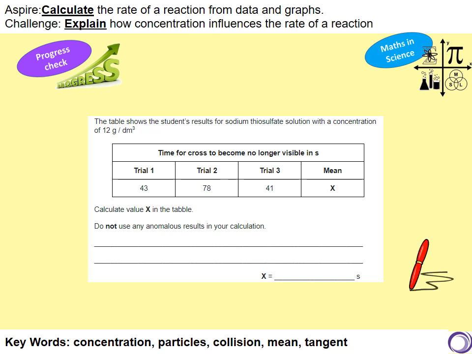How did you get on then? So, did you get the answer of 42? If you didn't, then I suspect you missed the anomalous result. 78 does not fit the pattern. 41 and 43 are very, very similar. 78, very much different, and we don't include that in our mean. So our mean calculation should have been 41 plus 43 divided by 2, which is 42.